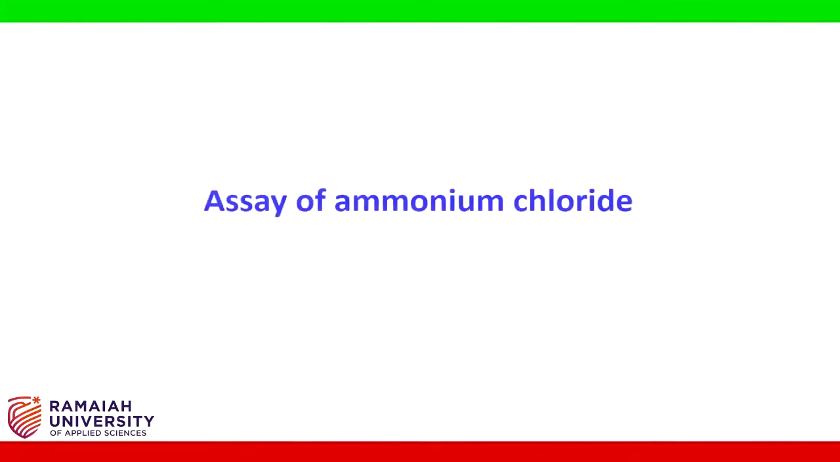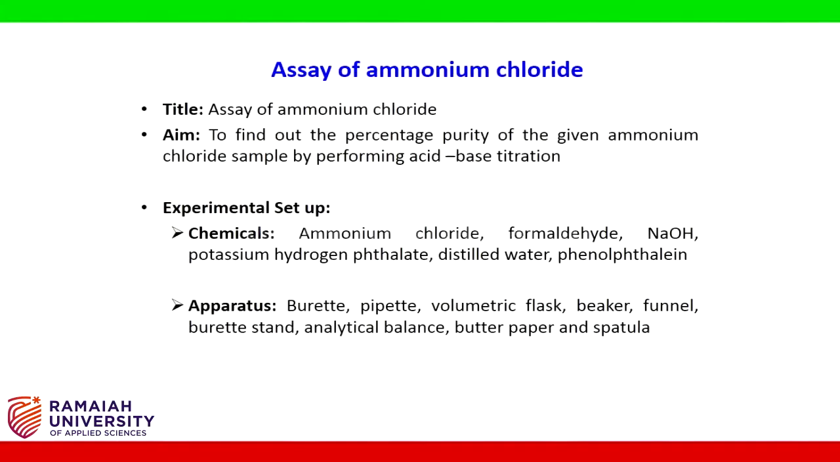Hi students, title of the experiment is Assay of Ammonium Chloride. Aim of the experiment is to find out the percentage purity of the given ammonium chloride sample by formal titration method.